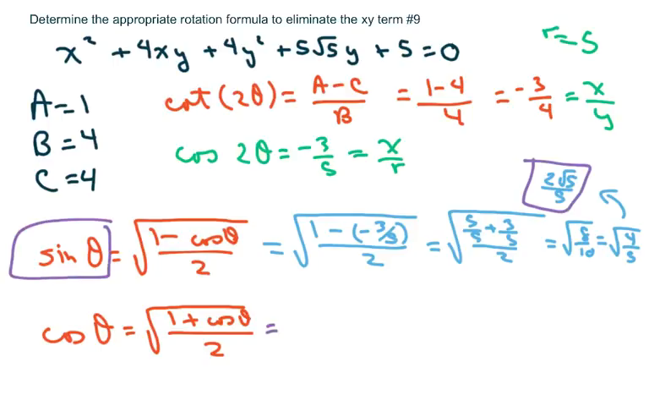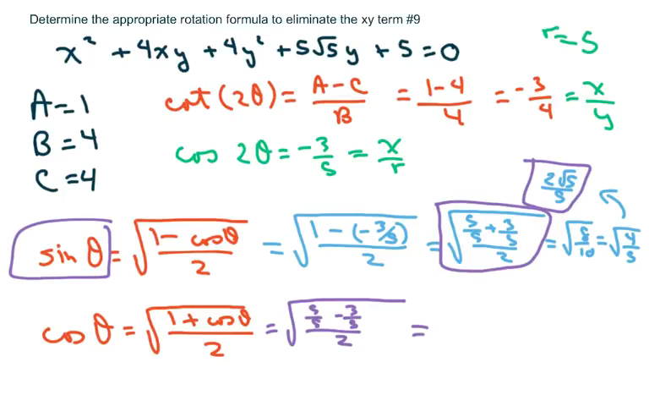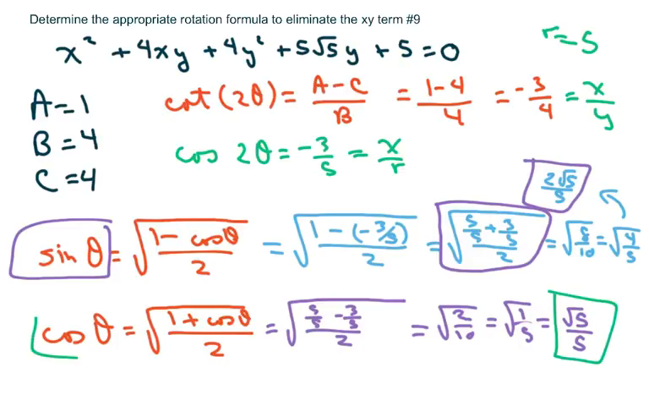And for cosine of theta, we do the same thing, but it's going to be a minus instead. So basically, instead of writing all this out, I can just take this and put a minus there. So we have 5 over 5 minus 3 over 5, over 2, which equals the square root of 2 over 10, which equals the square root of 1 over 5, sorry. I could hear y'all telling me that. So that's going to be square root of 5 over 5. So basically, that's our answer for cosine.